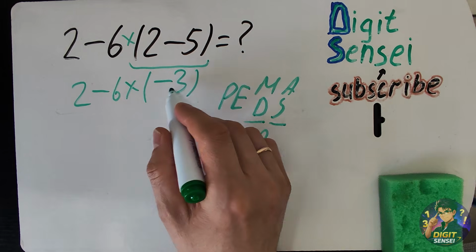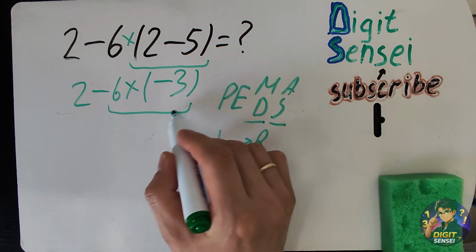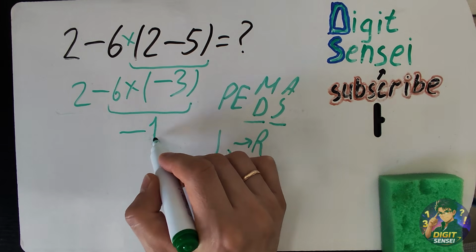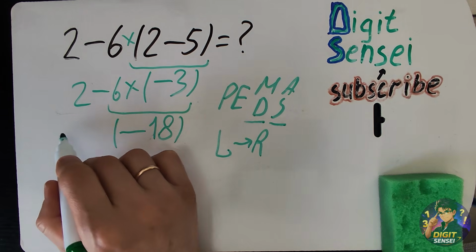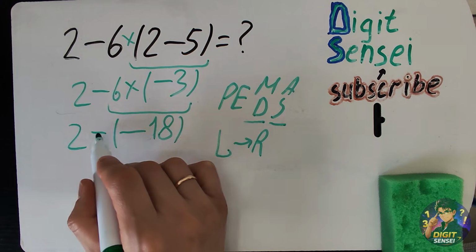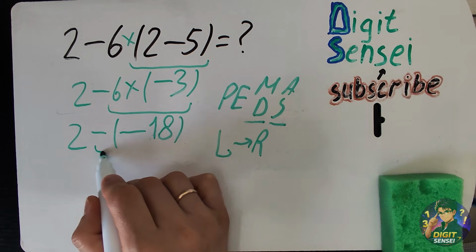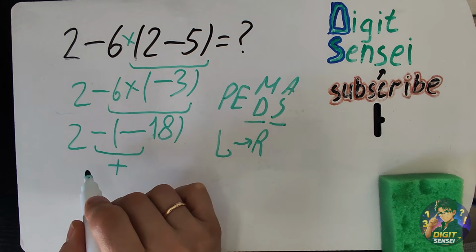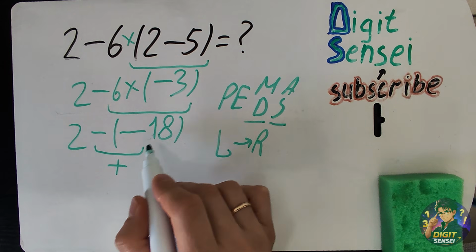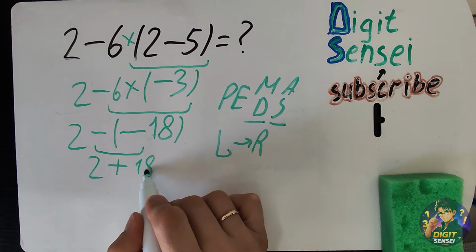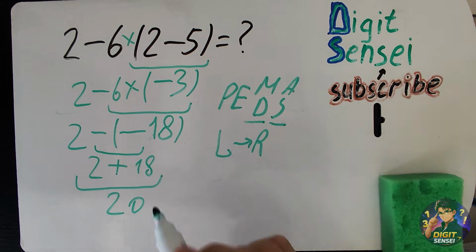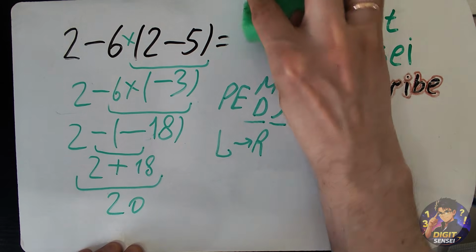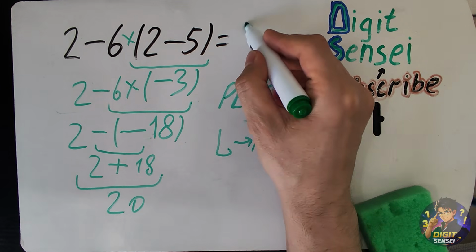6 times negative 3 gives us negative 18. So we have 2 minus negative 18. Now, negative times negative gives us positive. So we have 2 plus 18, which equals 20. And this is our final answer to this problem. The correct answer is 20.